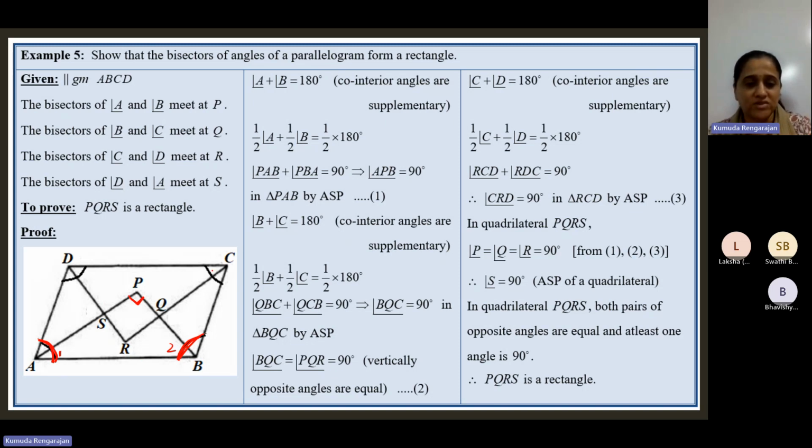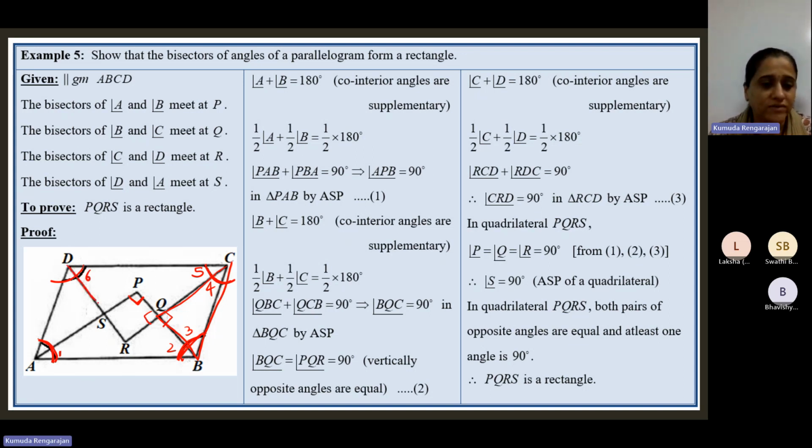Then again, when you use these two pairs, you will get angle 3 plus angle 4 is 90. And these two angles are in this triangle, so you will get 90 here. So vertically opposite angle, this one is also 90. Then you will use this angle plus this angle is equal to 180, then half. So you'll get 5 plus 6 is equal to 90.